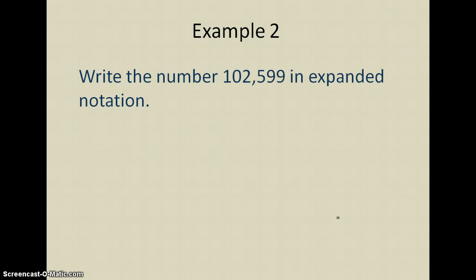This time we're going to write the number 102,599 in expanded notation, and this number will actually have a little twist in it, so we're going to do it two different ways. The first thing I'm going to look at here is my first digit is 1, and the 1 in this number is in the 100,000s place. So I'm going to say that my first digit here is 1. I have 100,000.